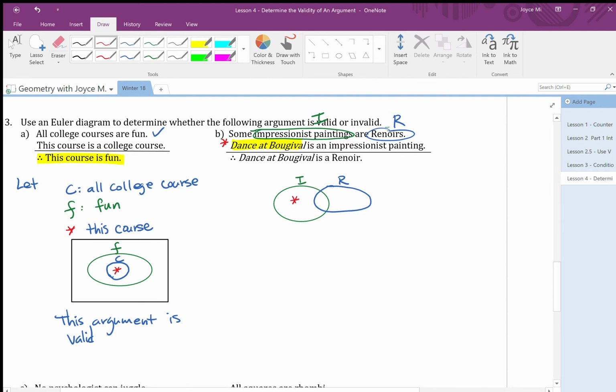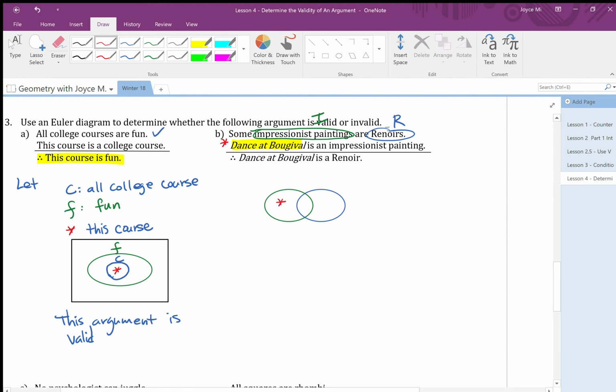Okay, Dance in I. But notice that since I and R are overlapping, this painting could also be over here. So depending on where my Dance at Bougival is, if it's in here, then it will be a valid argument, right? Let me redraw it again. So let me draw two, so that way you see it a little better. I don't like how it is. Let me redraw again. I'm not used to drawing circles and stuff. I erased it by accident, so let me do it again. Okay, and then I said if I draw Dance at Bougival is an Impressionist painting, so it's in I.